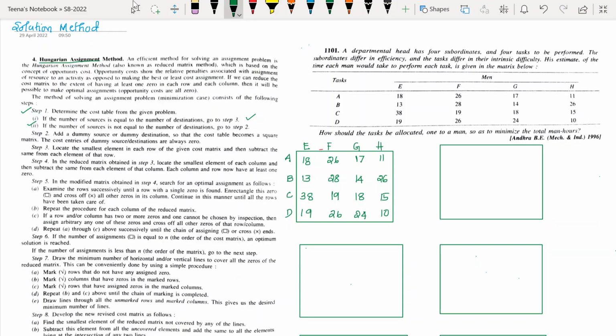So if the number of rows is less, we add one more dummy row with all the cost equal to 0. If the number of columns is less, we add a dummy column with all the cost elements equal to 0. Okay, so in that way we can balance an assignment problem. So for us right now, the problem is already balanced, so we can just skip this step 2. So let us go to step 3.